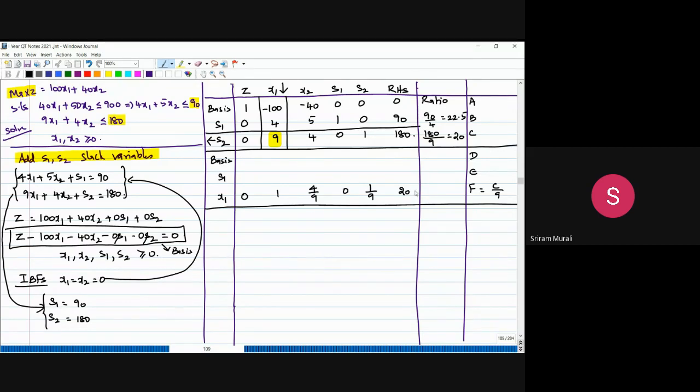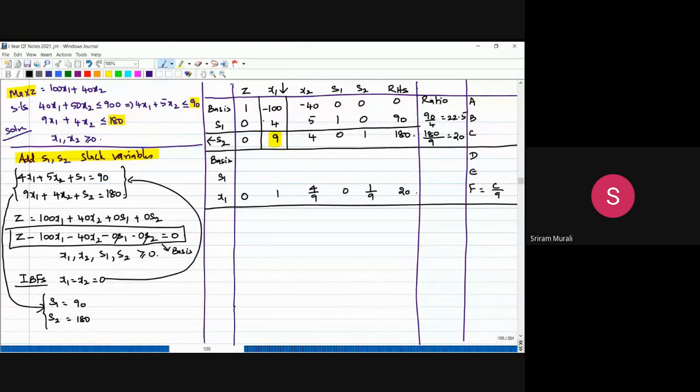4 by 9 means write 4 by 9. If it cancels directly, then you can take it. Though if it is 8 by 9, 18 by 9 means you can cancel. Suppose 3 by 6 means you can have it as 1 by 2. But don't take it to decimal.